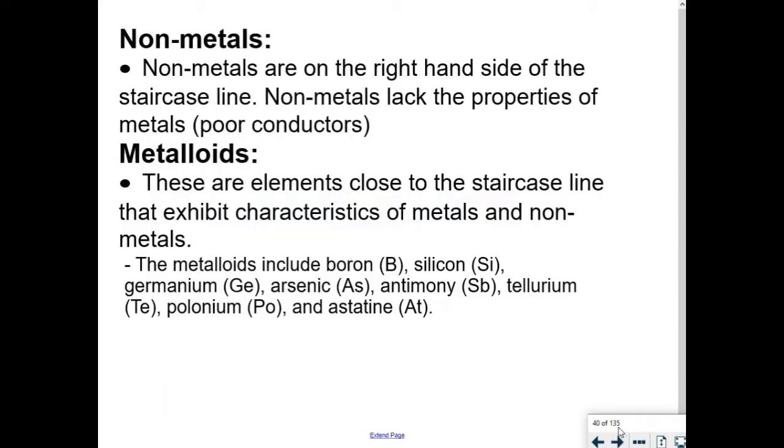There are 7 known metalloids: boron, silicon, germanium, arsenic, antimony, tellurium, polonium, and astatine. I don't need you to memorize these. Okay. You can always look this information up. I mean, it's not a bad idea to write it down on a periodic table at some point, but you don't need to memorize that.